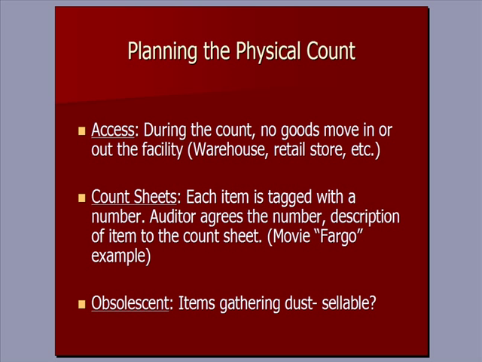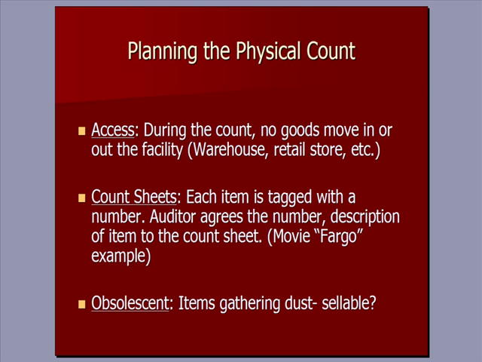I already explained the count sheets. Each item is tagged with the number on it. So if the glass lamp is number 1, it's going to have the tag that it has the number 1 on it. The auditor agrees the number, the description of the item, and to the count sheet.